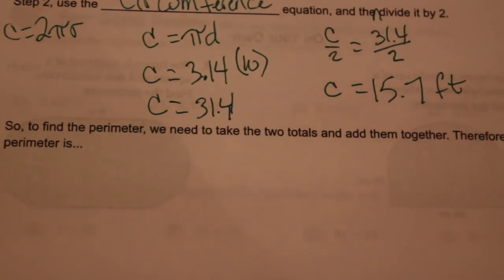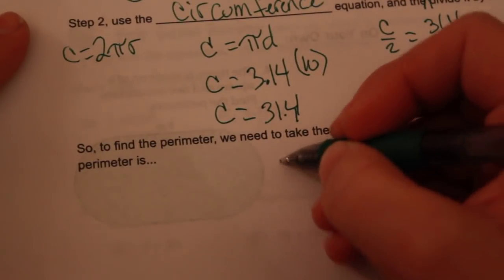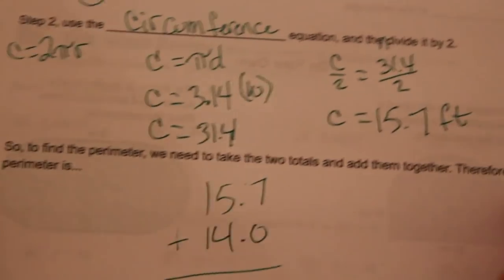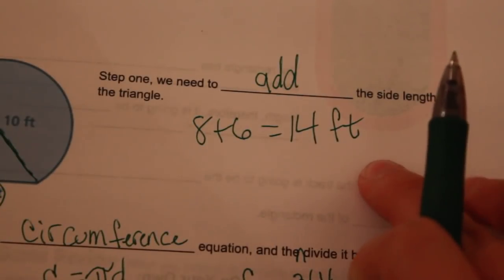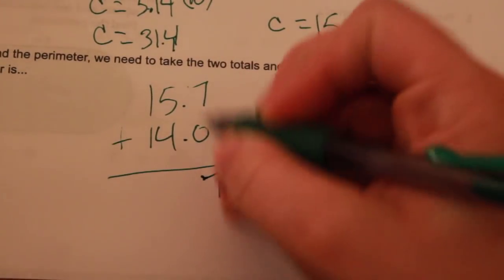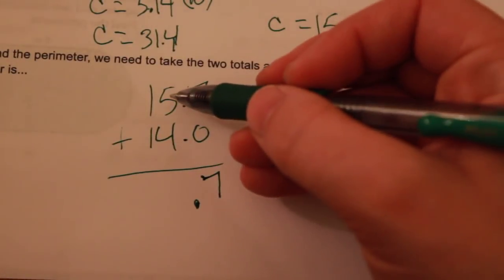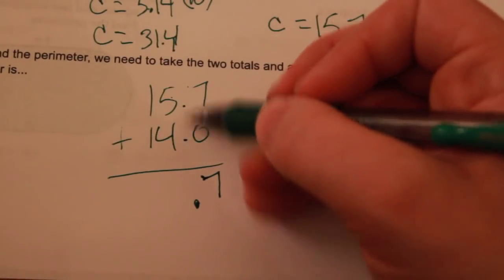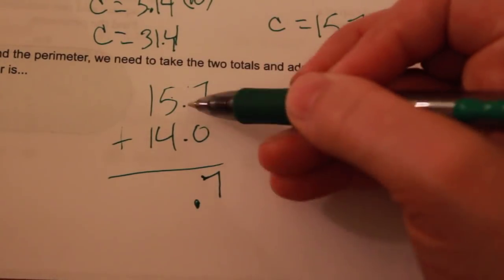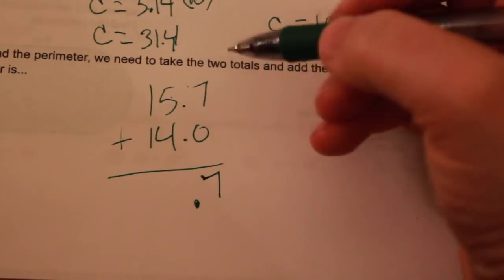Now down here, we're asked to find the perimeter, and to do so we need to take the two totals and add them together. Therefore the perimeter is 15.7 plus 14.0. It's going to be 7. Carry down that decimal. Remember, when we add decimals and when we subtract decimals, that decimal point has to be lined up all the way through.